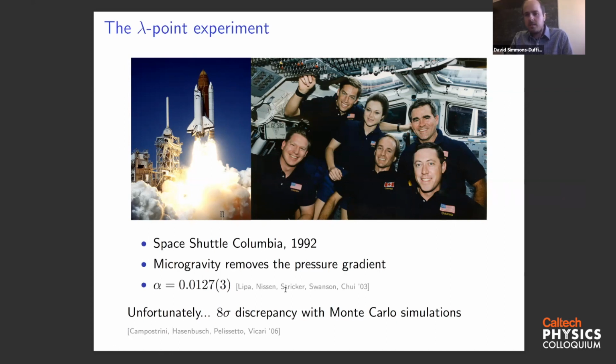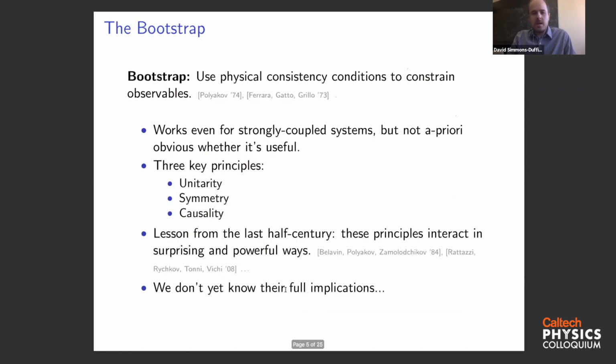Unfortunately, this measured value of alpha was in discrepancy with Monte Carlo simulations of this transition. So there was an 8 sigma discrepancy with the best Monte Carlo results that persisted for a few decades. So this is an example of a strongly coupled conformal field theory. I'll explain a little bit more about what that means, that has relevance for the real world.